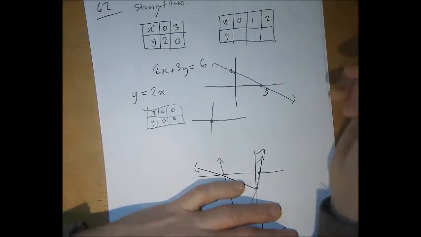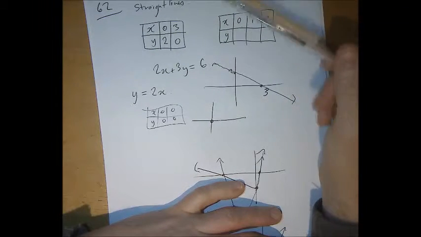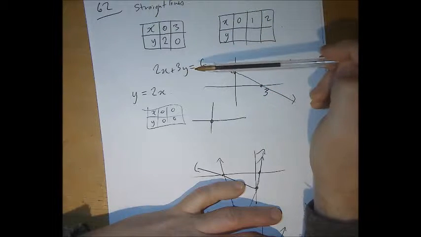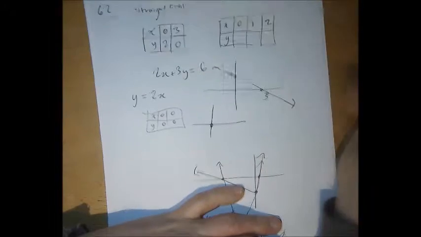So that's comment 62. It basically says that you can save time in your graphing of straight lines by using this thing called a quick table.